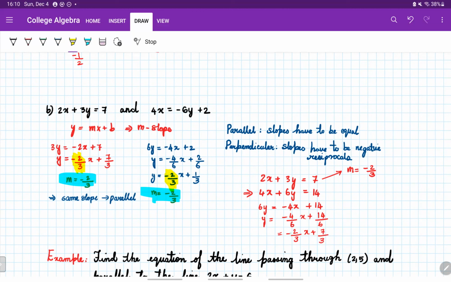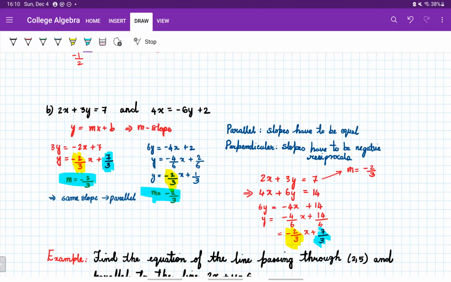So what would you think? You just see that the m's are the same, and we would automatically assume that they are parallel lines. But if you look closely, we see that their y-intercepts are the same. We have 7 by 3 and 7 by 3, which means that they are not parallel lines.